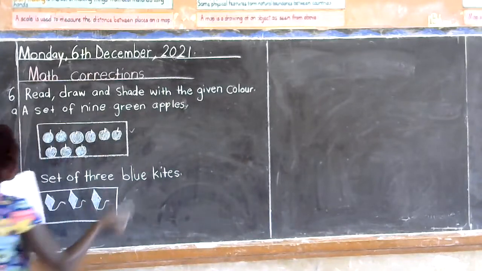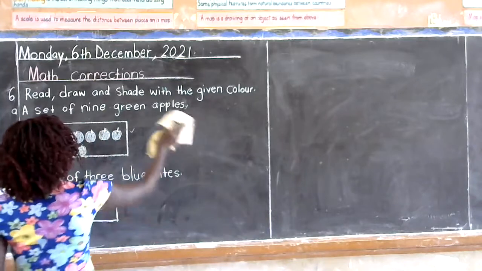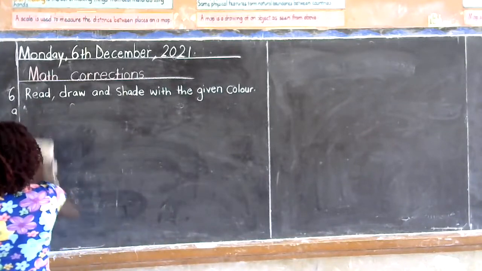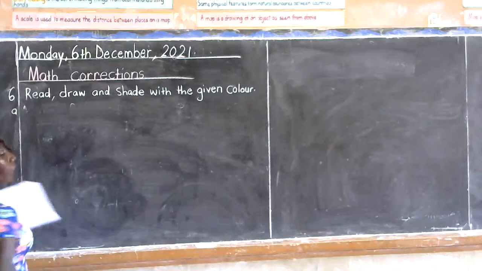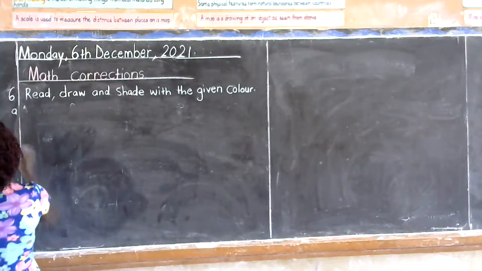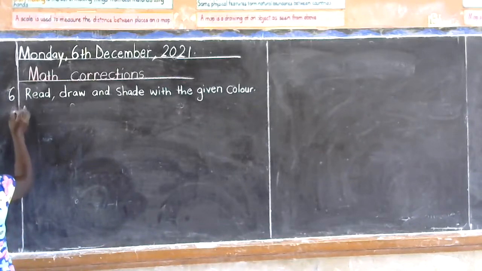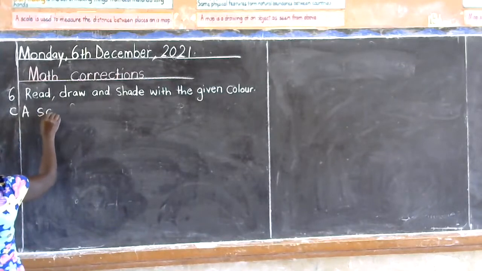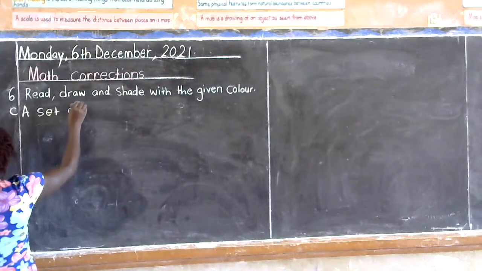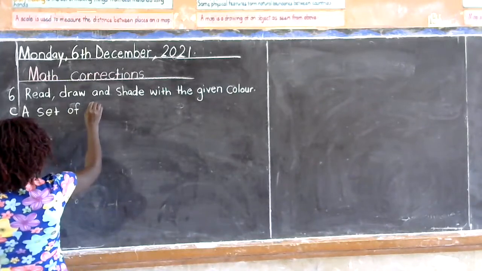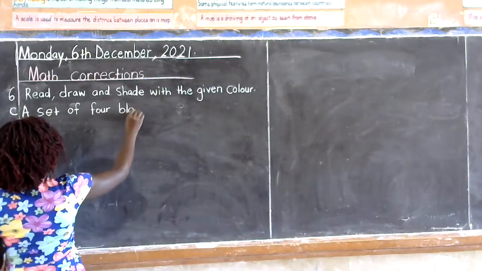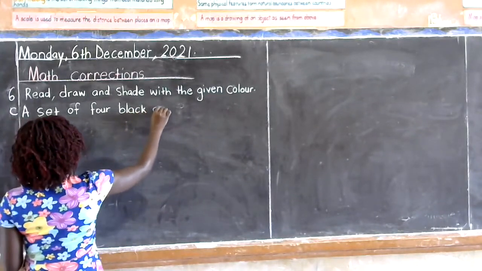Now, let's go to letter C. We have seen these ones. Let me rub off. Now, we go to the question on letter C. It says a set of black goats.